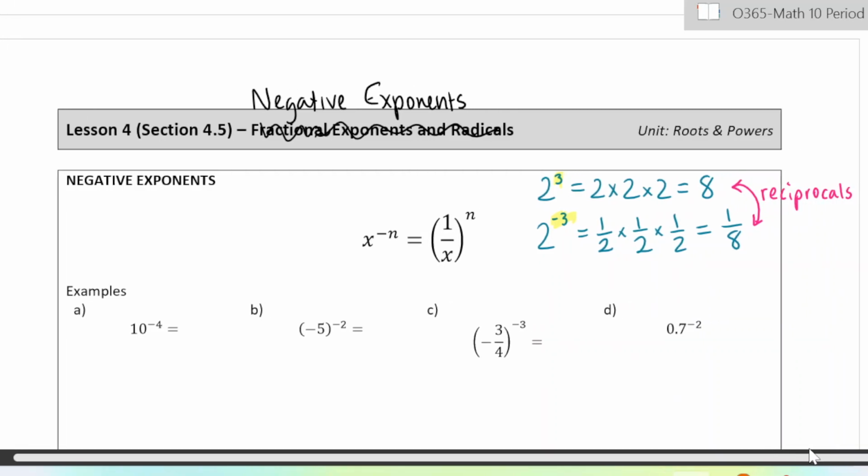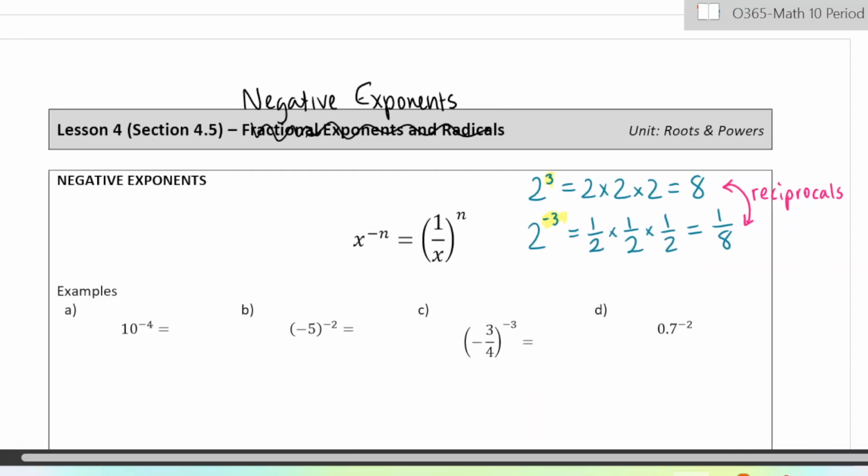I'm just realizing here you can't see that whole word. There we go. Okay, so let's do some examples.